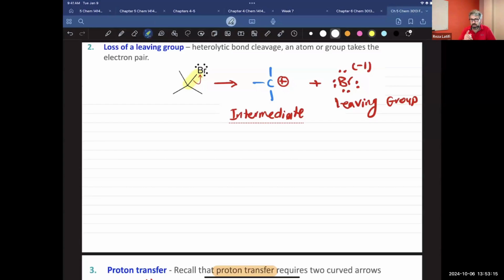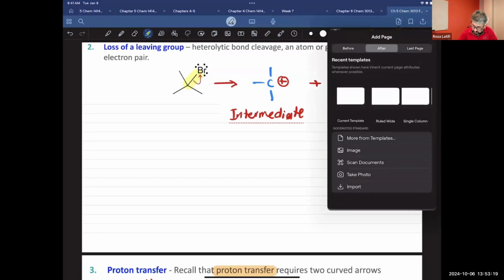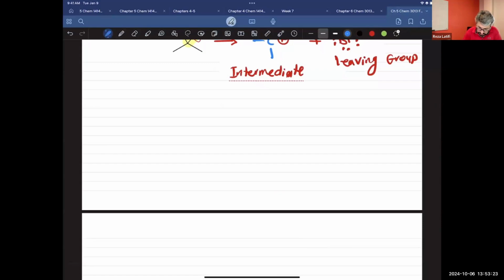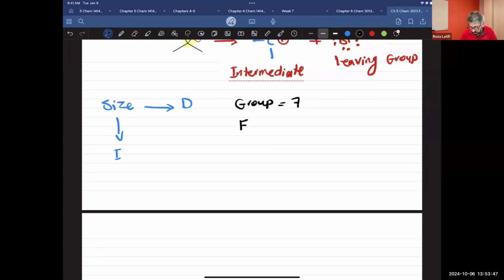Let's talk about the leaving group. For now, go with this. If you want to order the size of particles, size decreases to the right side of the periodic table, and going down any group, size increases. Let's talk about fluorine, group 7. I have fluorine, chlorine, bromine, iodine. So as we go down inside the group, the size gets bigger and bigger.